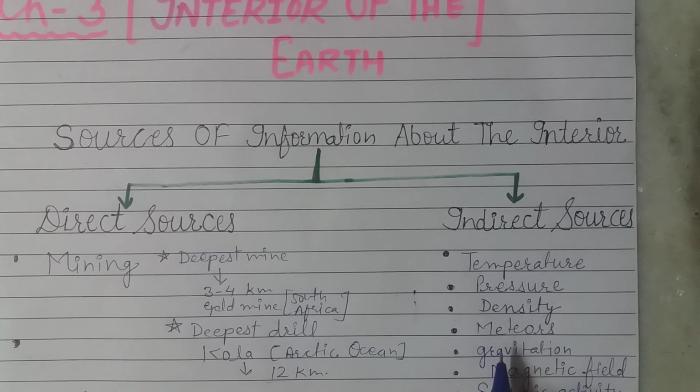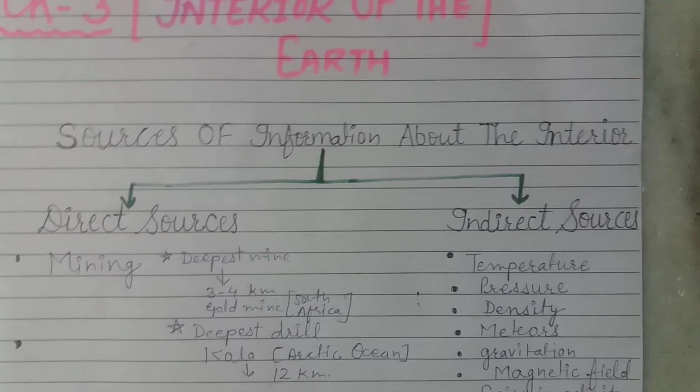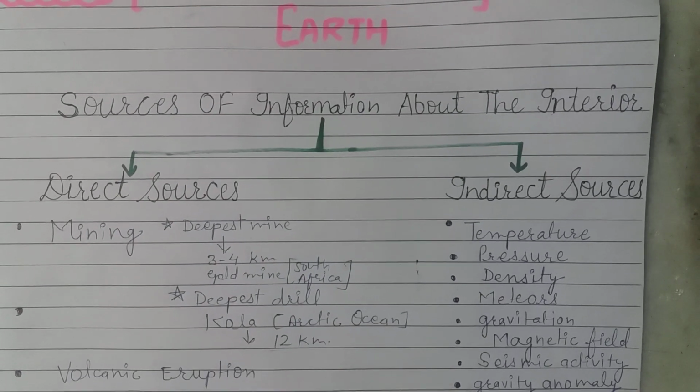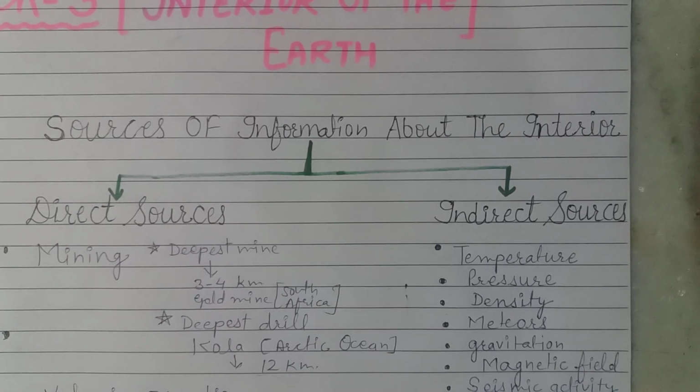Another indirect source is gravity. As you know, gravity is not uniform at every place on the Earth's surface. The gravity is maximum at the poles and minimum in the equatorial region. Next is the magnetic field. By the information of the magnetic field, we can also identify the interior of the Earth.